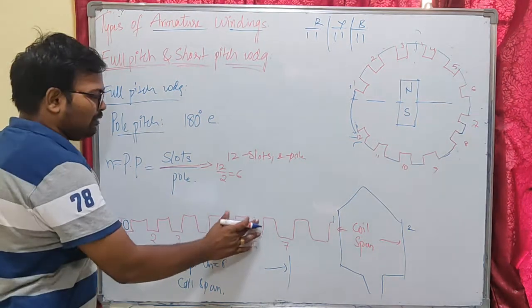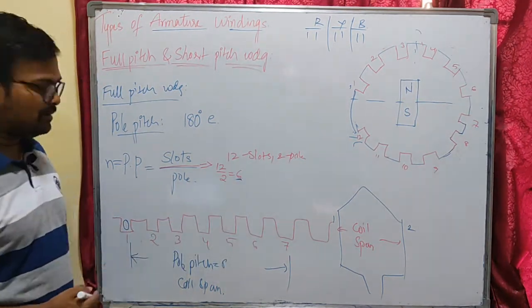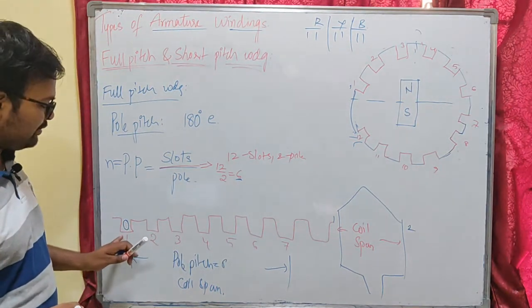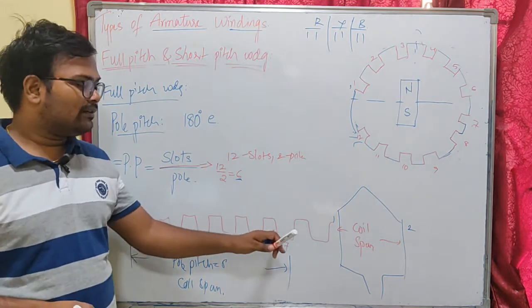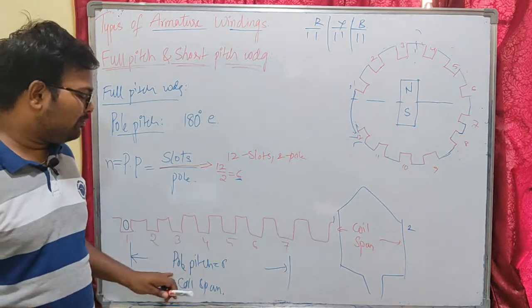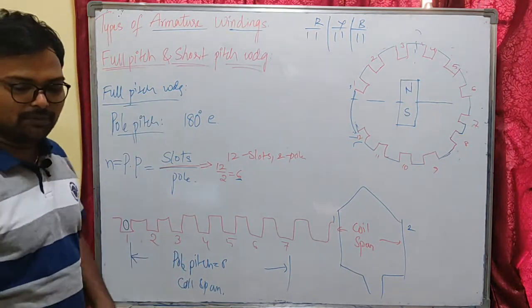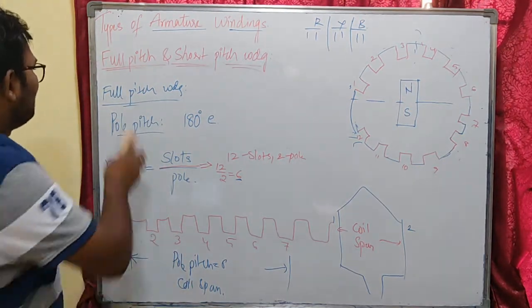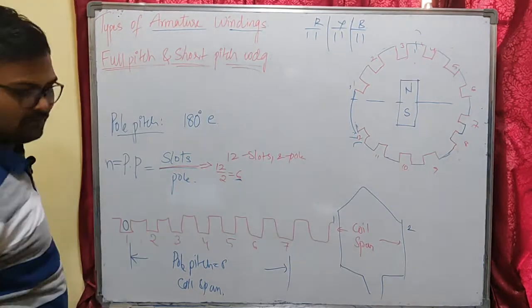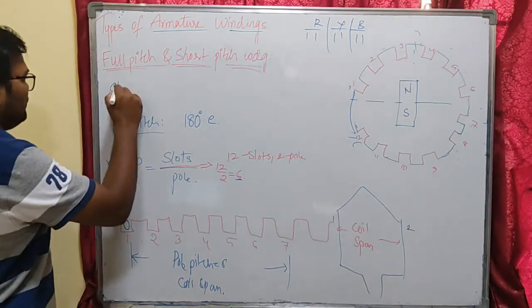In this example the pole pitch is 6. That means if I keep the first coil side in the first slot, I have to keep the second coil side in the 7th slot, so that the coil span will be equal to pole pitch. That is said to be full pitch winding. Then what is short pitch winding? Let us see what is short pitch winding.